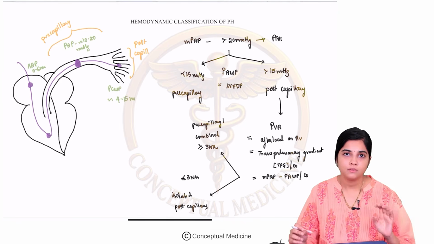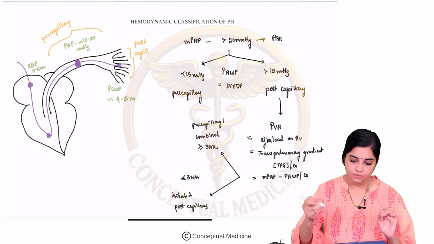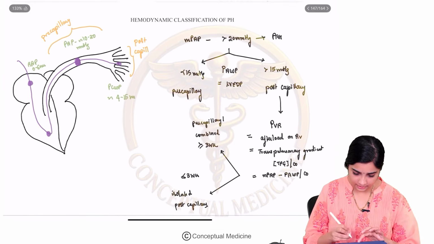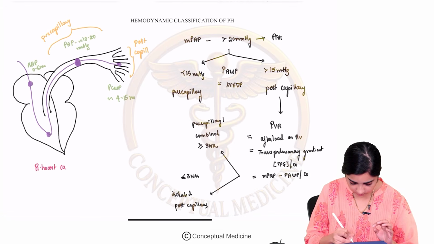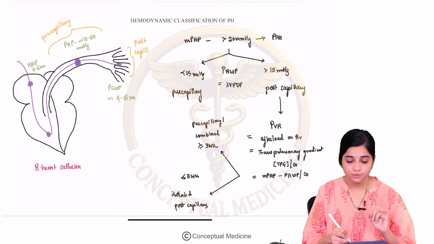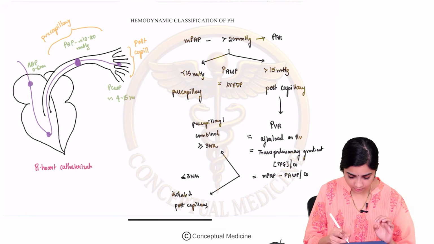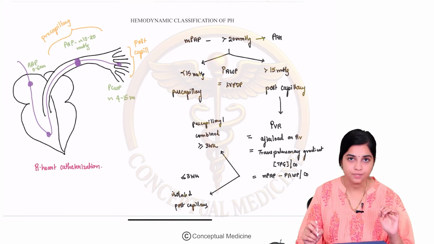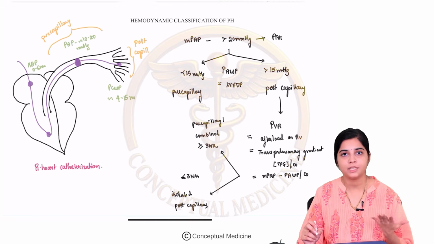So how do you measure the pulmonary pressures? We measure that using what we call the right heart catheterization. Fine. So what do we do in this right heart catheterization? We basically try and measure the pulmonary pressures.